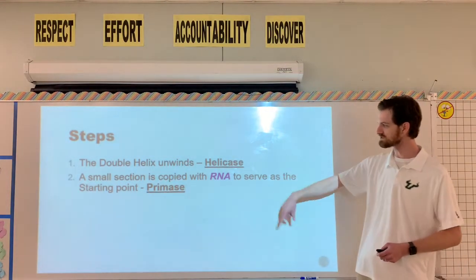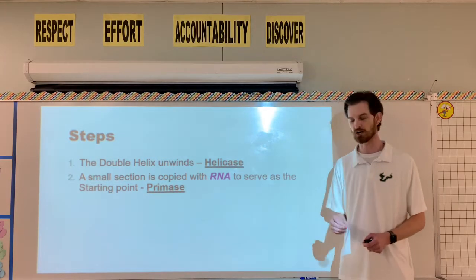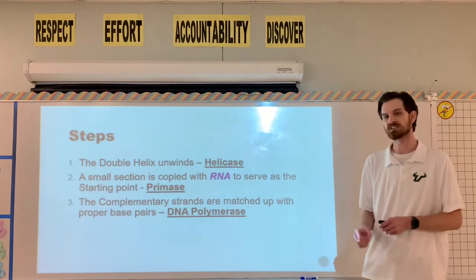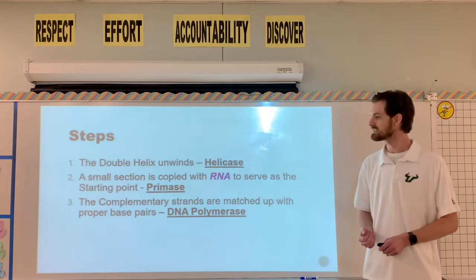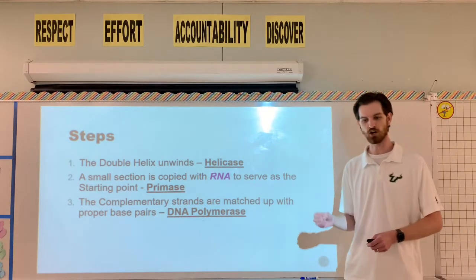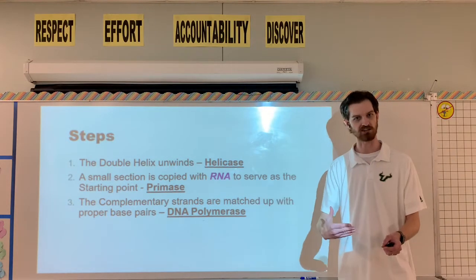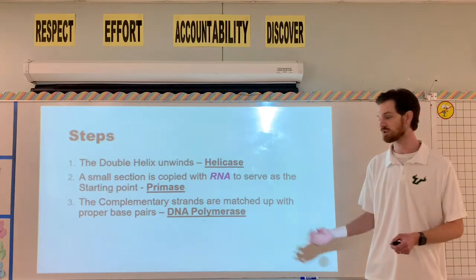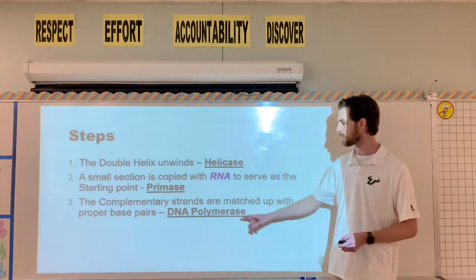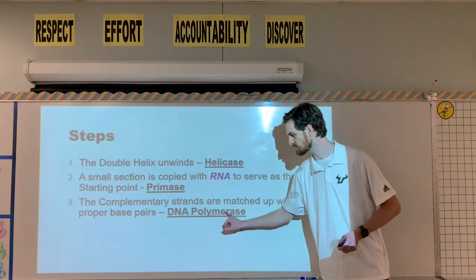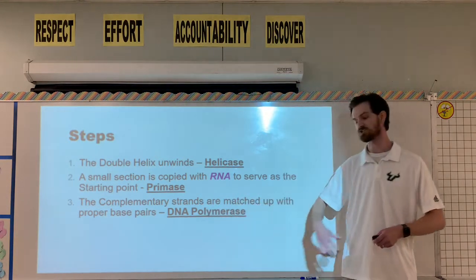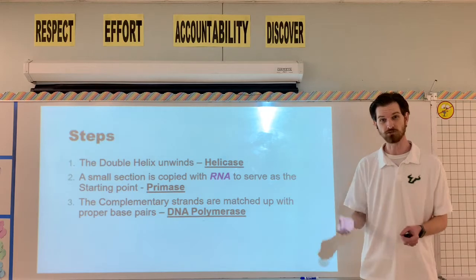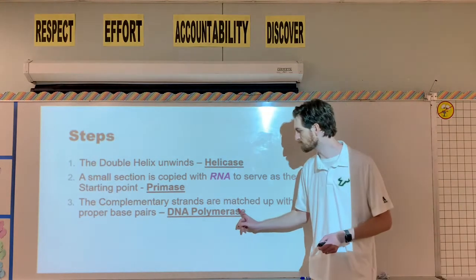So helicase opens it up, primase starts off the base pairing, then DNA polymerase comes in. DNA polymerase's job is to see, okay, there's an A here, I'm going to put a T next to it. There's a G here, I'm going to put a C next to it. And it's going to keep going until it needs to stop. Okay, so polymerase, remember DNA is a polymer. It's a nucleic acid. It's made of a bunch of little pieces called nucleotides. So you're building a polymer.